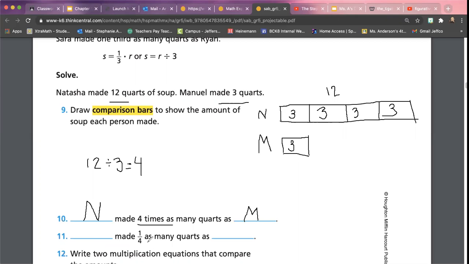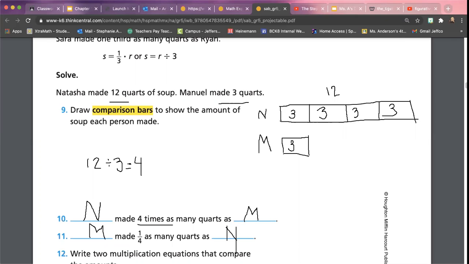Now, somebody made 1/4 as many quarts as somebody. Could you flip that around for us, Millie? It was Manuel, and then Manuel made 1/4 as many as Natasha. Yeah, you're good.